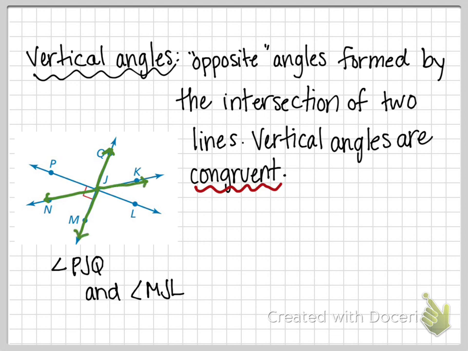Good. So lots of different vertical angles in this figure because we have a lot of different intersecting lines. Okay? Vertical angles are congruent, so they will be equal. If you know the measure of one, you'll know the measure of the other. It's the same.